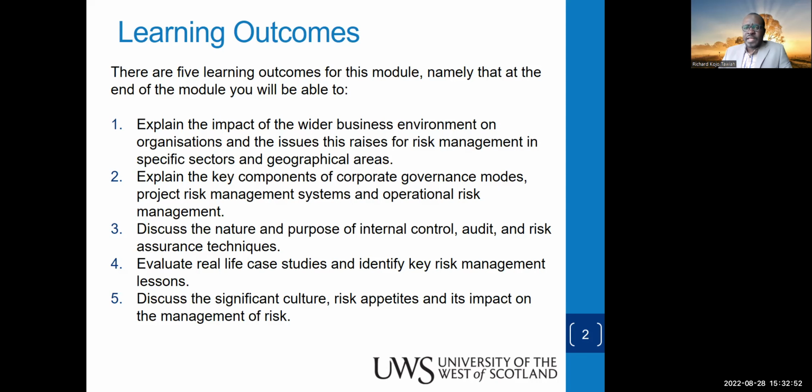Overall, there are 5 learning outcomes for the ERM. We want to see the impact of risk on the wider business environment, okay? And then we want to raise specific risk management issues that apply to some companies or some geographical areas. Again, we want to explain some key components of corporate governance modes. Okay, corporate governance, let me just put it that way. Project risk management and operational risk. We will then look at the nature and purpose of internal control, internal audit, and then risk and assurance techniques. Okay, we need them.